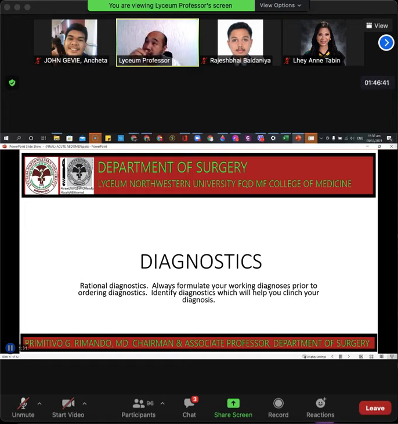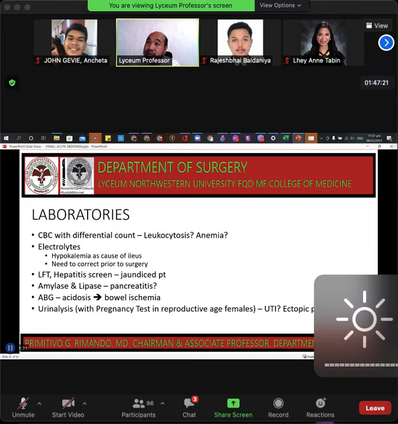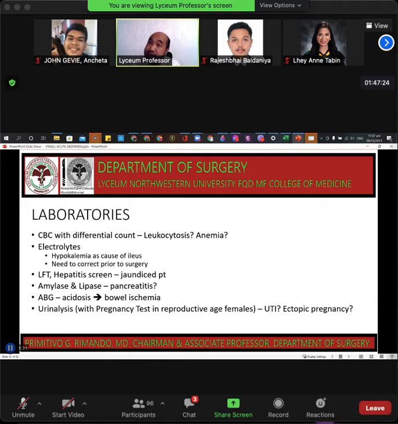All the diagnostics that you request should be rational and should be useful for you to rule in or rule out important diseases. For the laboratories, of course, we need our complete blood count with differential count. You need your electrolytes. We know for a fact that hypokalemia can cause ileus. So if the patient is presenting with ileus and there are no other indications that he needs surgery, then we correct that first. Probably that's the one causing the ileus.